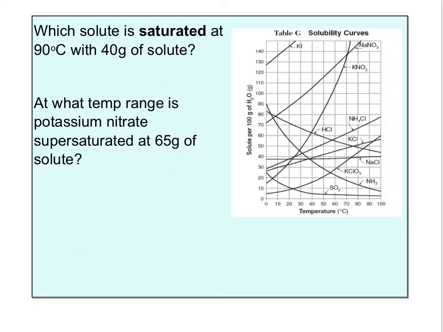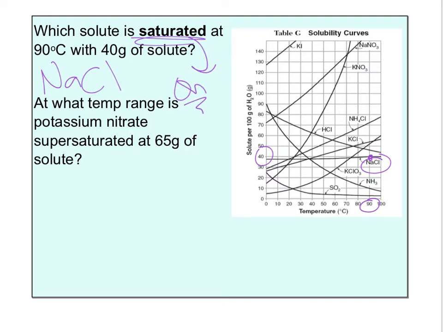So, which solute is saturated at 90 degrees Celsius with 40 grams of solute? The first thing we need to do is find that point. So 90 degrees Celsius and 40 grams of solute, that point meets right about there. Which solute is saturated? When it's saturated, what does that mean? Is it above the line, on the line, or below? Saturated solutions are on the line. So I need to ask myself, which solute is on the line? That would be NaCl. So sodium chloride is saturated at 90 degrees Celsius with 40 grams of solute.